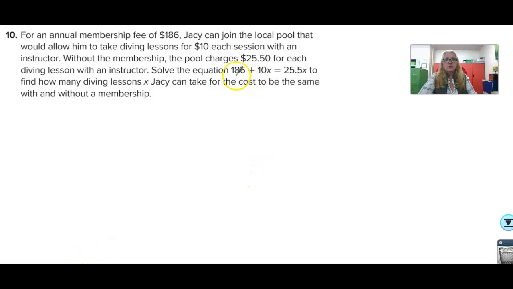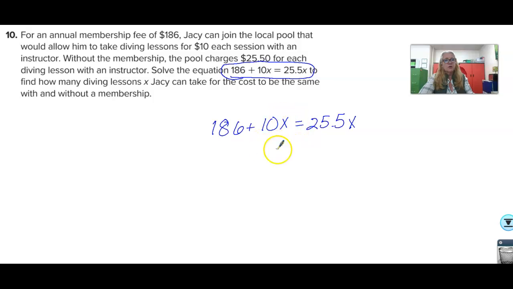Here's another one, just like the plumbing question. Here's the equation they want you to solve right there. 186 plus 10x equals 25.5x. X's are on both sides. We want to get rid of the smaller one. 10x is smaller than 25.5x. So we subtract 10x from both sides.